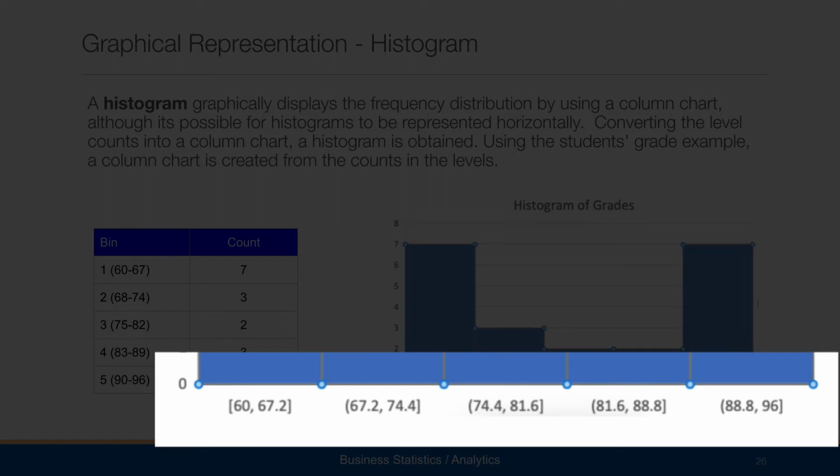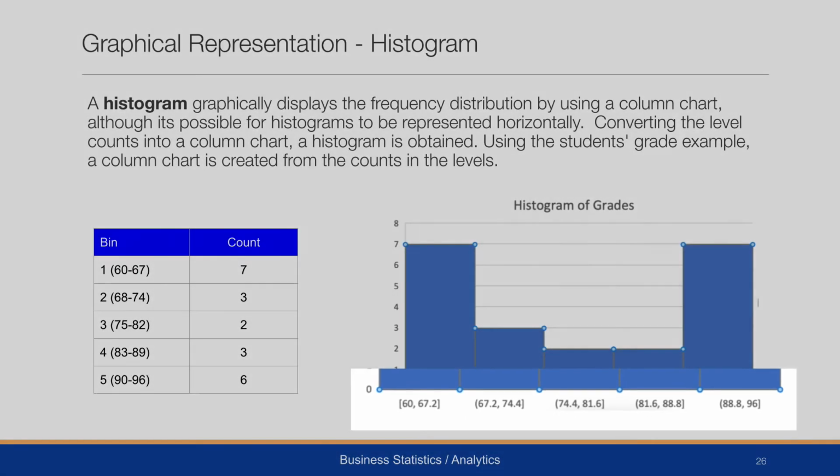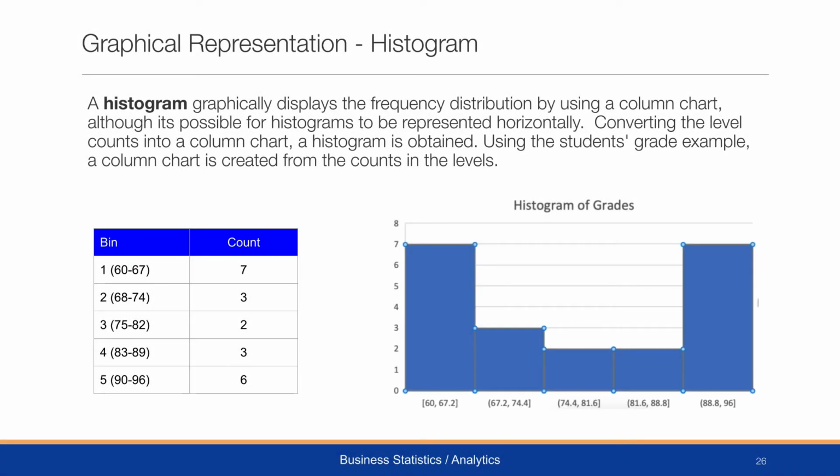Because there is no 67.2, what you will notice is the parenthesis and the brackets. The brackets mean inclusive of that number. So the 60 with the bracket there to the left means it includes 60. In the next column, you'll see that it says 67.2 with a parenthesis. That means it's not greater than 67.2, and if there was a 67.2, it's not included in that bin. It's actually included in the one before it.